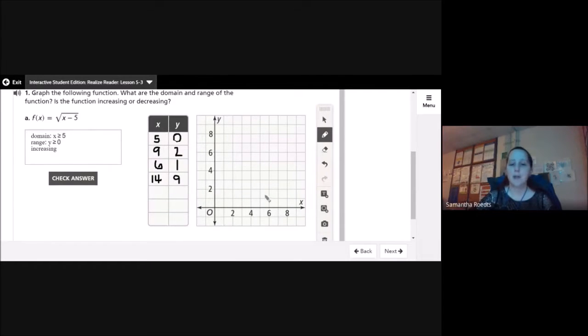Okay, that's probably enough. So I'm going to start with at 5, y is 0, so there's a point here. At 6, it's 1. At 9, it's 2. So my graph looks something like that.